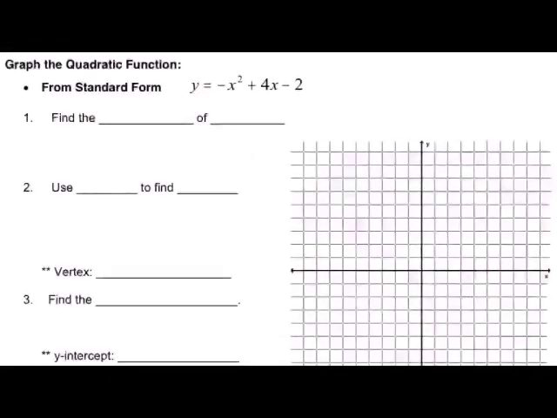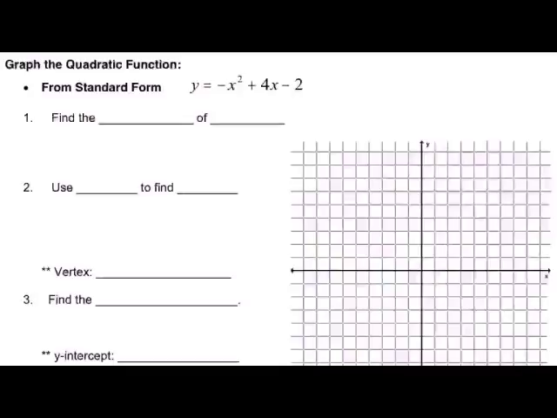Next, we're going to look at the steps for graphing the quadratic function from standard form. So if our equation again is in standard form, y equals ax squared plus bx plus c, then there are certain steps that we need to use in order to find the vertex and the coordinates that we need to graph the function.